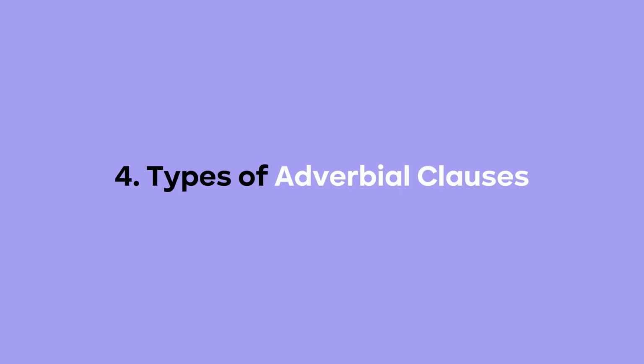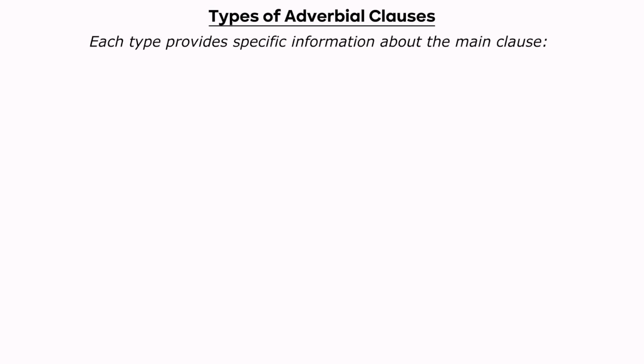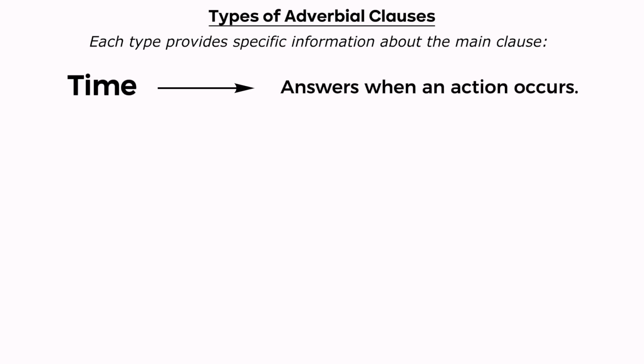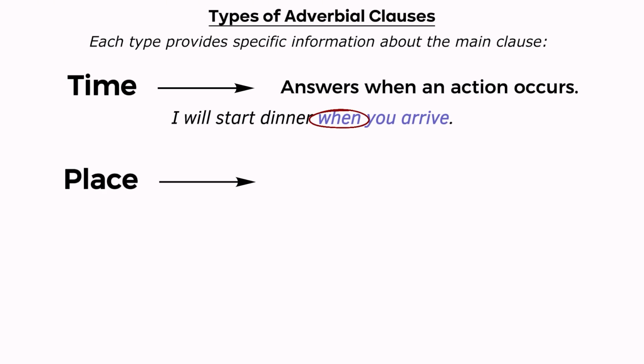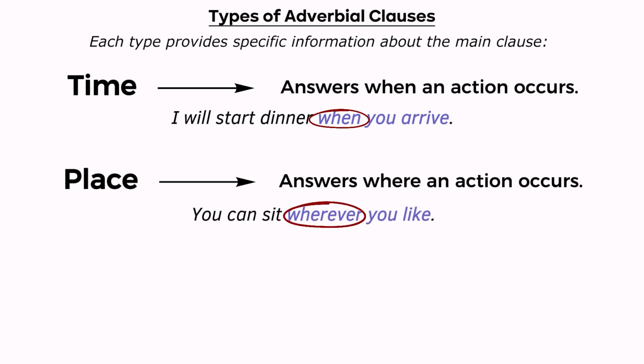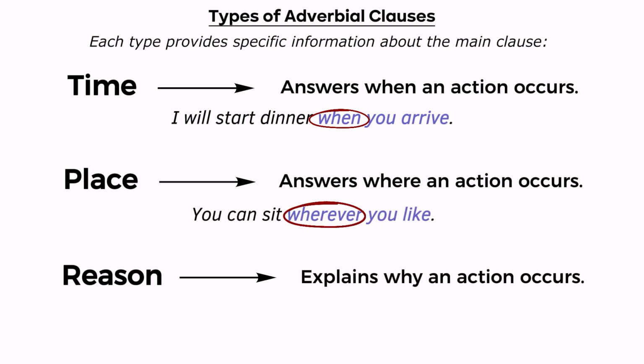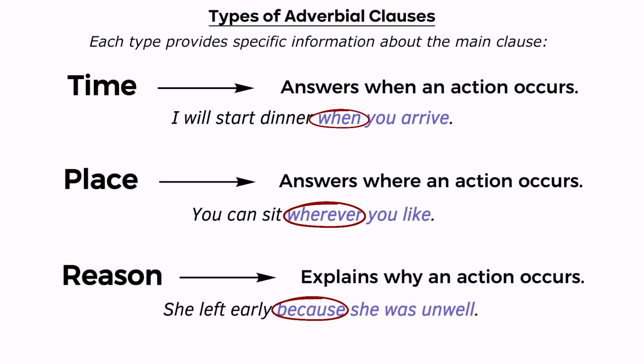4. Types of adverbial clauses. There are several types of adverbial clauses, each providing specific information about the main clause. Time. Answers when an action occurs. Example, I will start dinner when you arrive. Place. Answers where an action occurs. Example, you can sit wherever you like. Reason. Explains why an action occurs. Example, she left early because she was unwell.